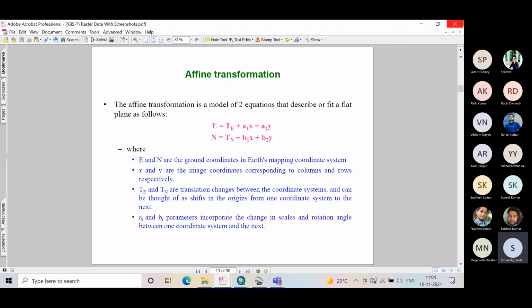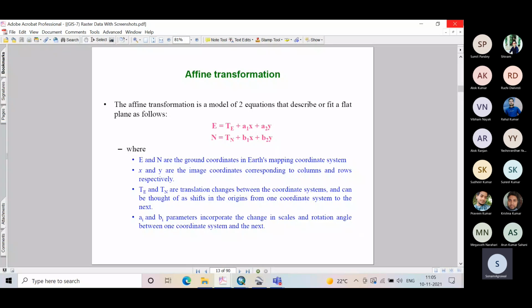For this purpose, we use control points. We mark control points on the map. For each control point, there will be one value of E, one value of N, one value of X, and one value of Y. Basically, it will create two equations. One control point equals two equations. If you mark three control points, six equations will be formed. There are six unknowns, and six equations will help to solve the value of each of the six unknown parameters.